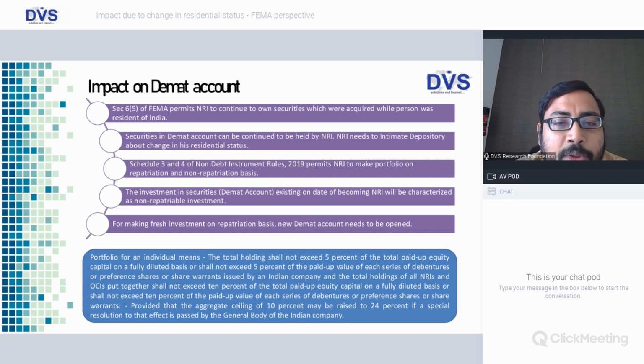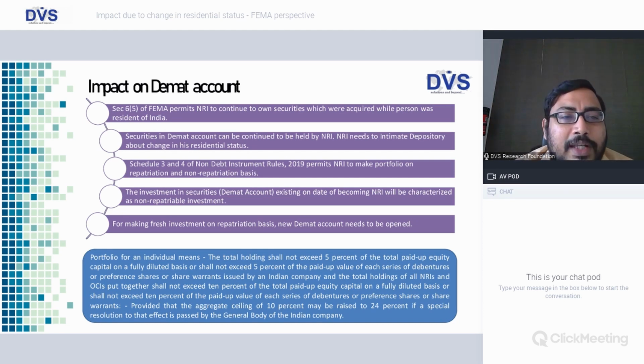But the very important point is the NRI needs to intimate the depository about the change in his residential status. Similarly, Schedules 3 and 4 of the Non-Debt Instrument Rules permit the NRI to make a portfolio investment on a repatriation or non-repatriation basis. I'll explain what repatriation basis is in a while. Then, the investment in securities existing on the date of becoming NRI will be characterized as a non-repatriable investment. And for making any fresh investment on a repatriation basis, a new Demat account has to be opened.